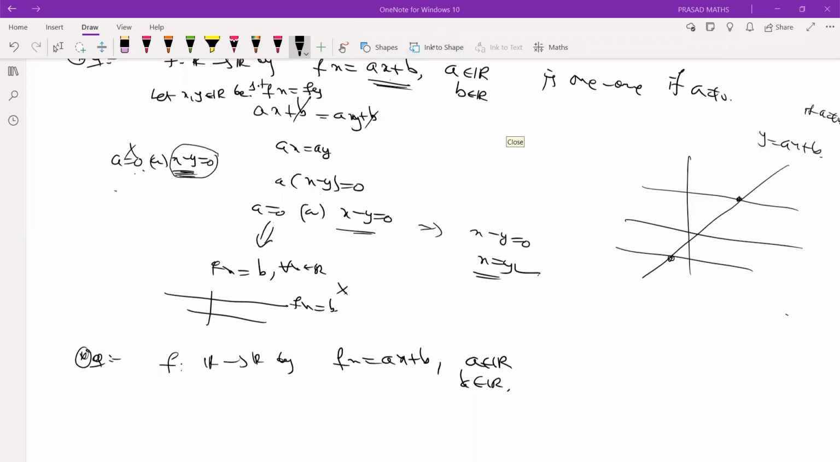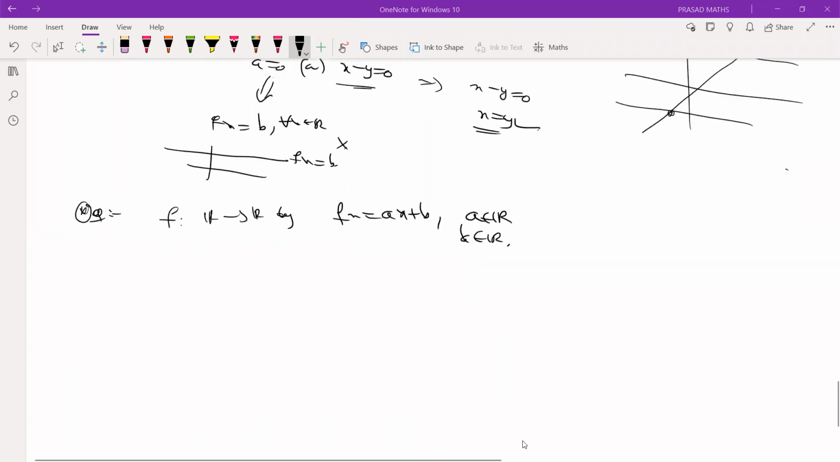Yeah, Naresh Kumar. Yes, it's onto whenever a is non-zero. Okay, that's right. So we have seen actually.